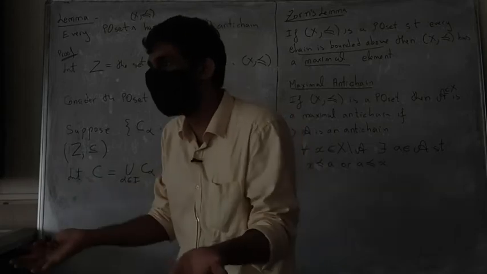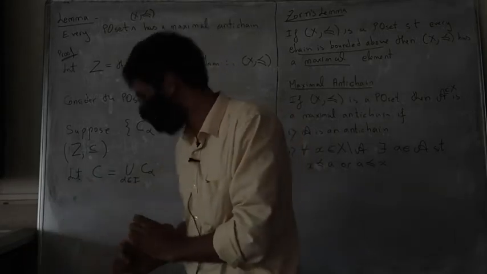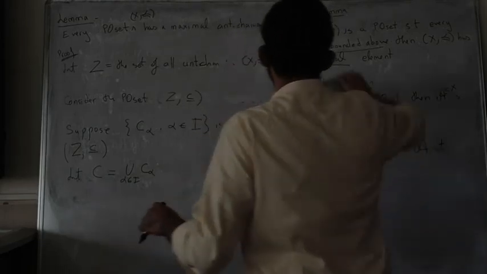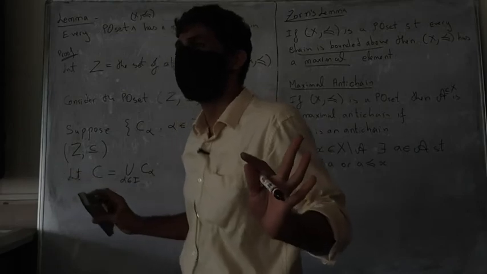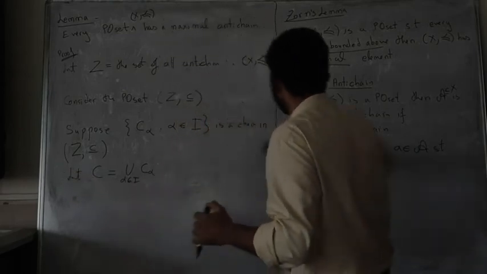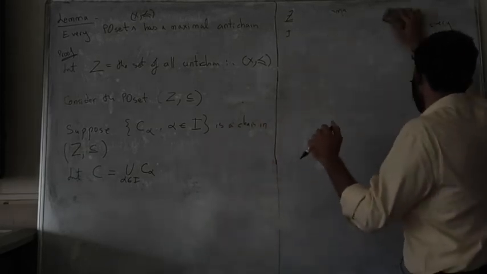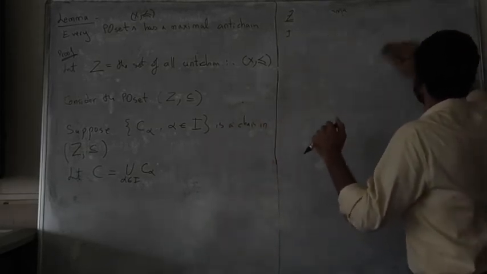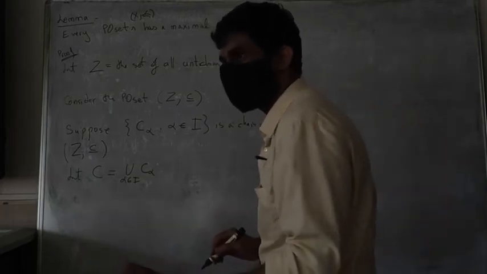Okay, I'm taking unions of anti-chains. I want to say that C is an anti-chain. So let's see why C is an anti-chain. Again, this is the general technique of working with Zorn's lemma, when we do proofs of Zorn's lemma. So how do I show that it is an anti-chain? So take any two elements and show that they are what? Not related. Okay, is that okay?